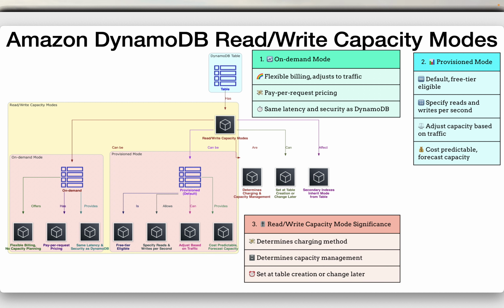So, read and write mode significance. Basically the mode will determine the charging method, how you are charged for read and write throughput, and how to manage the capacity. You can either set it while creating a table or change it later. Secondary index relation: secondary indexes will inherit the read-write capacity mode from the primary table. So basically local secondary indexes and global secondary indexes will have the same capacity mode that you set for the base table or the primary table.